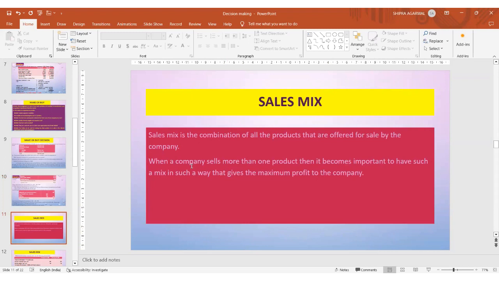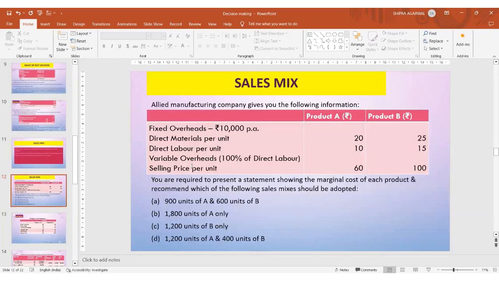Next is your sales mix. Now, sales mix basically comes into the picture when you are dealing in more than one product. See, if you're dealing in just one product, then you know you have to sell the maximum number of units of your own product. That's it. But if I'm dealing with more than one product, then I need to decide how many units of which product should be sold so that I get the maximum profit. Right? So in this case, how do we decide?